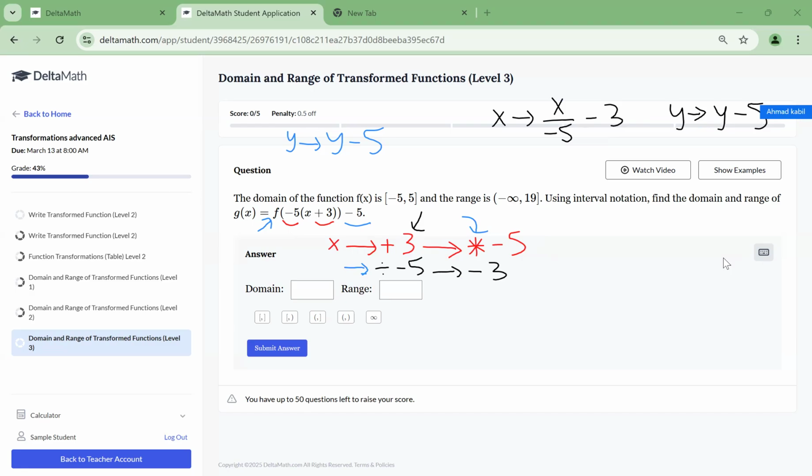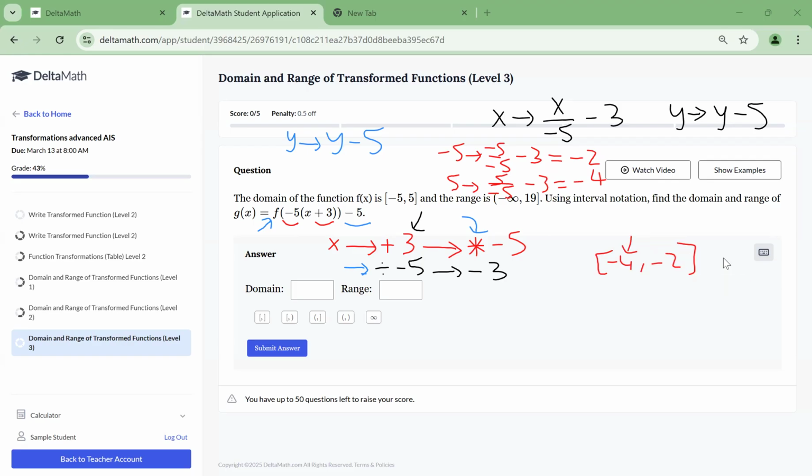Let's apply this to the domain and range. So for the domain, we have -5 and 5. So let's start with -5. So -5 over -5 minus 3. 1 minus 3 is -2. For 5, we have 5 over -5 minus 3, which is -1 minus 3, which is -4. So the new domain is -4, -2, because we have to start with the smaller number.